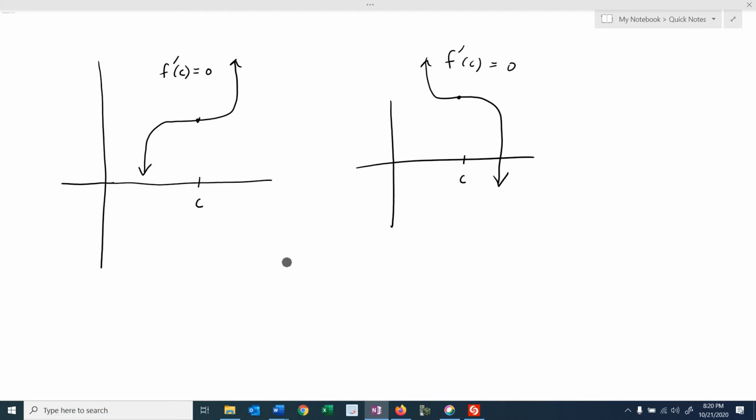But then this is a case where you have neither a local max nor a local min, in both of these particular cases. So that's the difference between the first derivative test and the second derivative test. The first derivative test classifies the critical number by looking at whether it's increasing or decreasing to the left and right of the critical number. And the second derivative test tries to classify the critical number by checking the concavity at c.